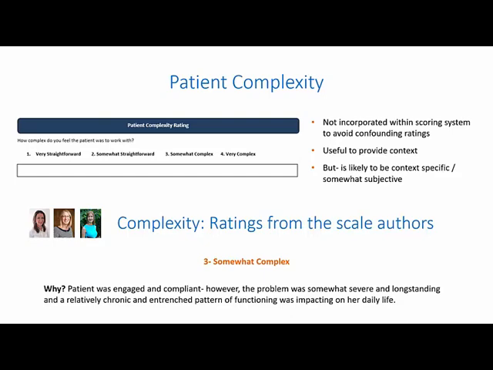In terms of the complexity rating for this particular session provided from the scale authors, we've provided a rating of 3, somewhat complex. And this is because we felt the patient was relatively engaged and compliant, but the problem was somewhat severe and long-standing, and a relatively chronic and entrenched pattern of functioning seemed to be impacting on her daily life.